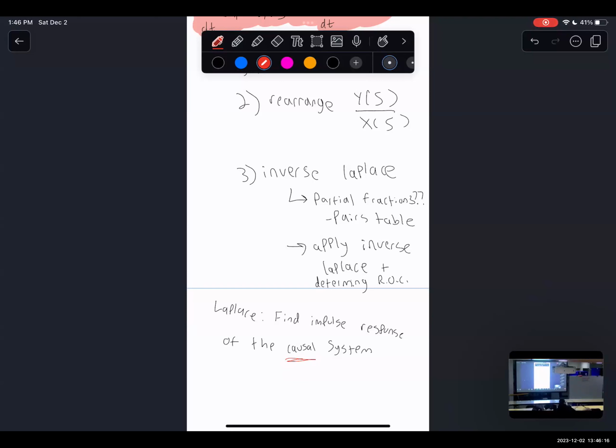Okay, so what do we do now? Inverse? Yeah, so now you inverse it. We did a partial reaction and then we looked at the first table and then you apply the inverse. Okay, so we have to apply the inverse. So we have inverse.